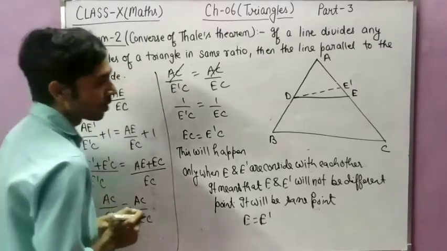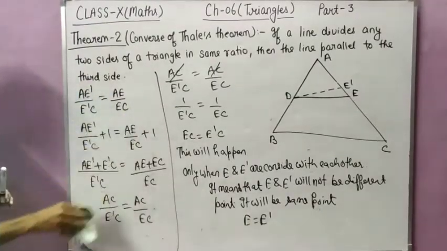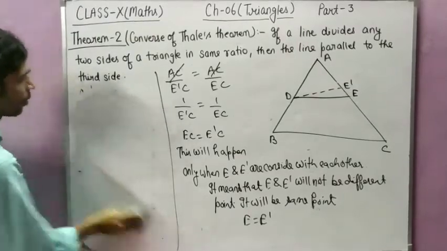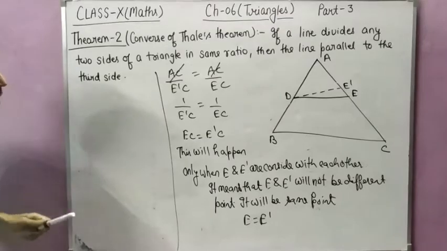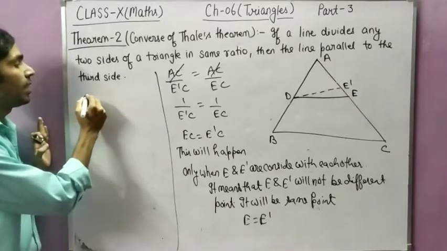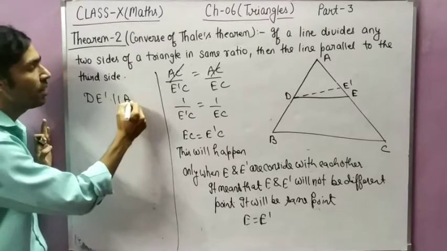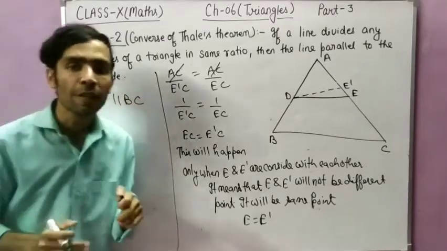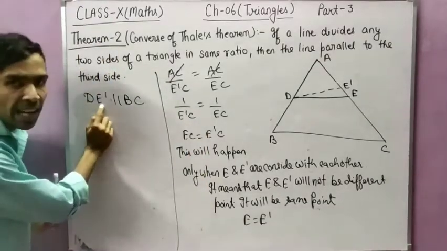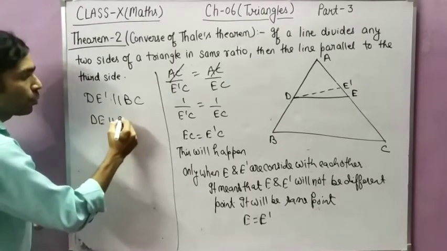Now student, I hope this is clear. Now again I am going to erase this part, because only one line is left. So now if E and E dash are the same point, and what we have assumed in the starting, student, that DE dash was parallel to BC, na, this we have assumed, but after solving we are getting that E dash and E both are the same point. So in place of E dash we can write E, so DE will be parallel to BC.